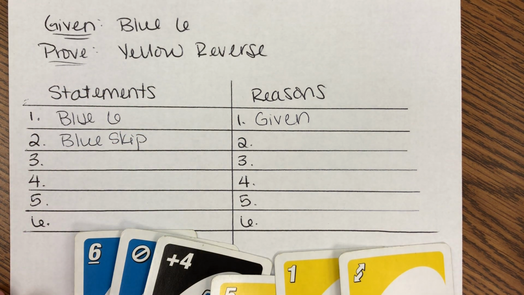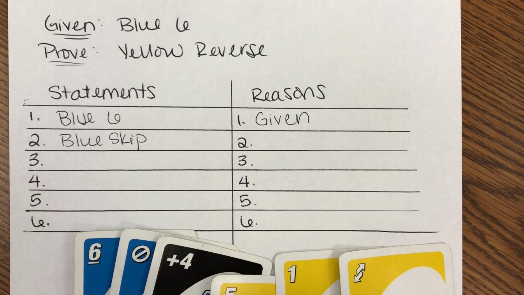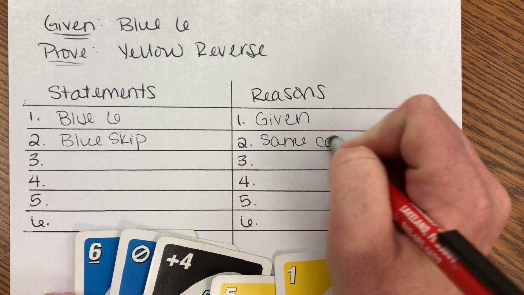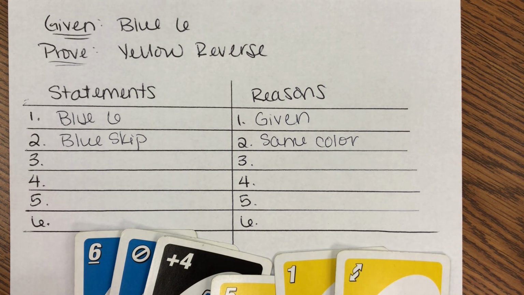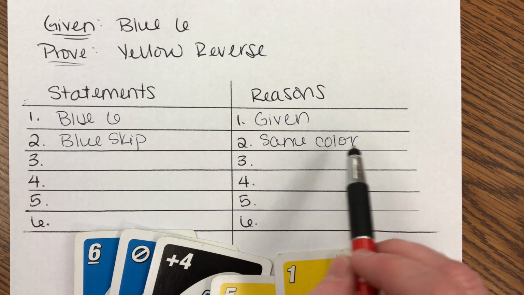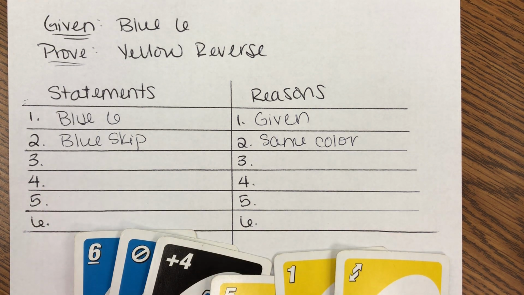Okay, and my reason has to be one of my postulates, right? And remember, these were my postulates. So why did I use the blue skip card? Because it was blue, right? It was the same color. So my rule, that first rule that said they could be the same color, that's my reason. Why did I use the blue skip? Because it was the same color as the blue 6.